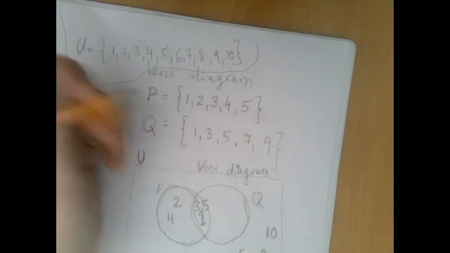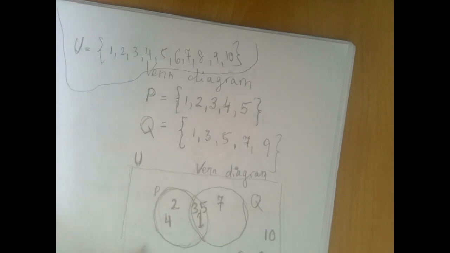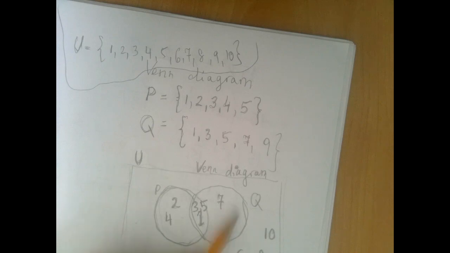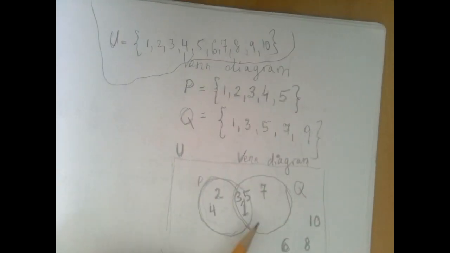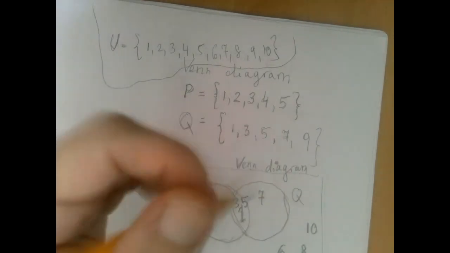7 is, we put at least one number into all 4 possible regions, right? One region, it's in neither set, another one only in P, another one only in Q, and the 4th one in both. Okay, 7, 8, what about 9? 9 is only in Q.